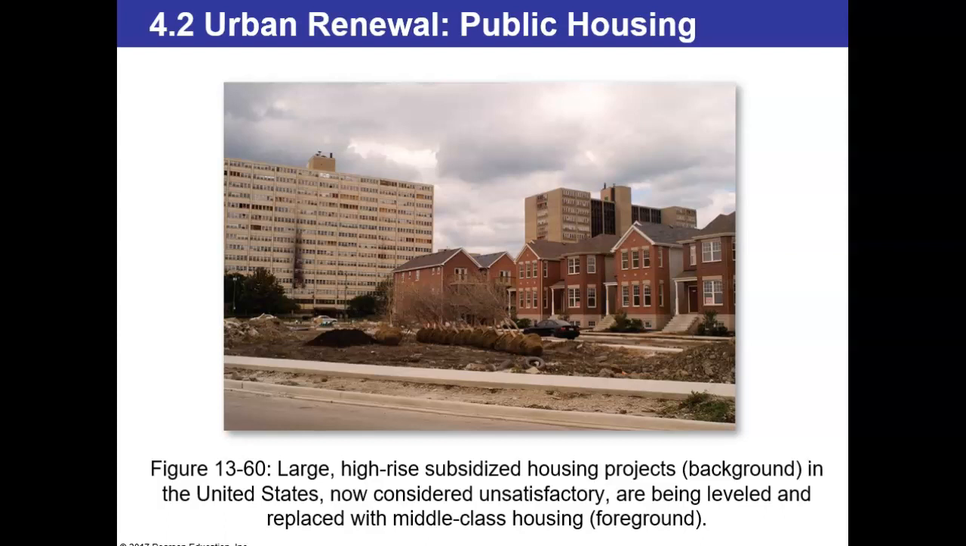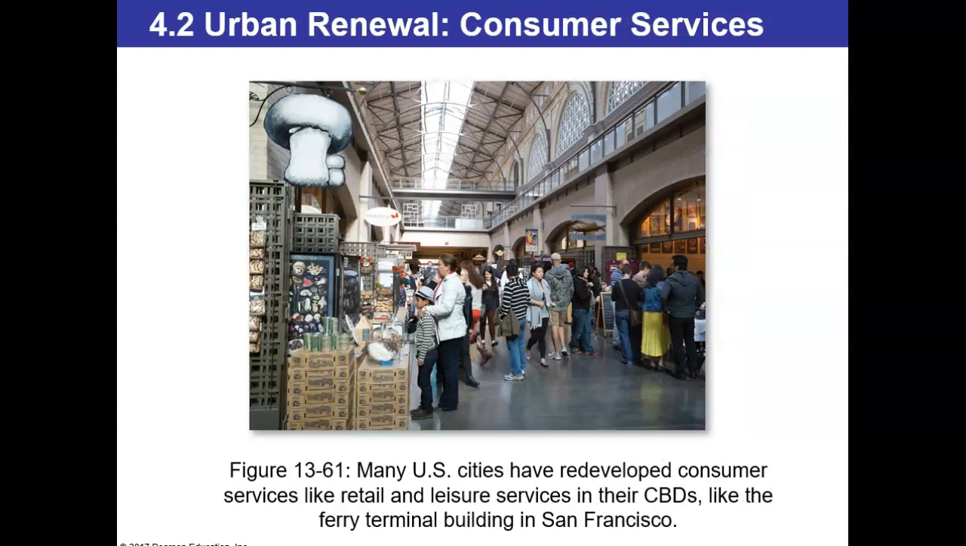Take a look at figure 13-60. You see large high-rise subsidized housing projects in the background in the United States, now considered unsatisfactory and are being leveled and replaced with middle-class housing. Figure 13-61 shows San Francisco's ferry building. The ferry terminal in downtown San Francisco has been renovated into a retail center.